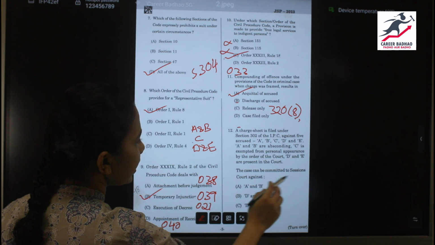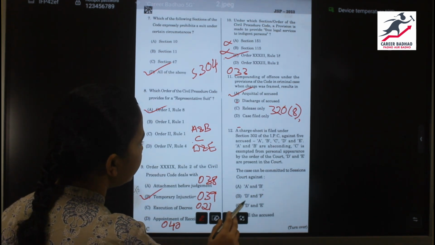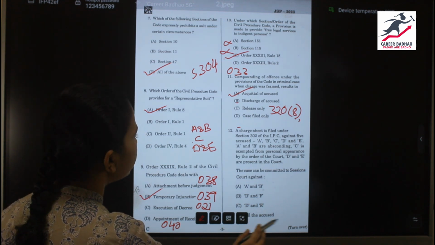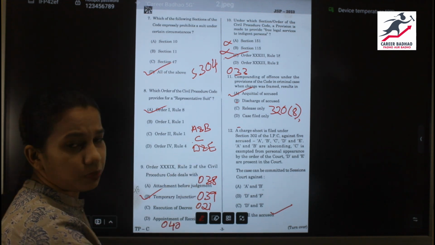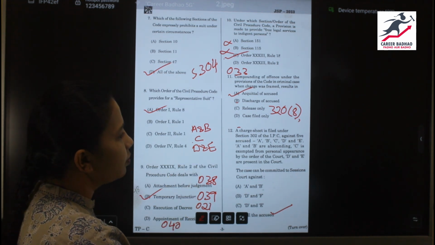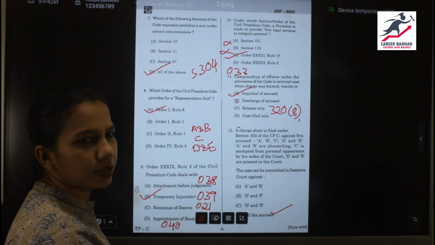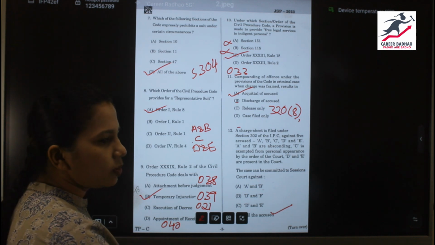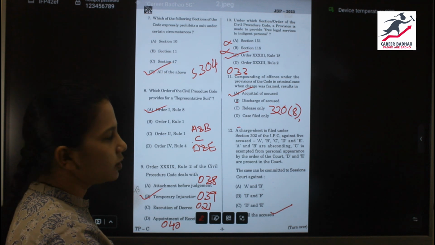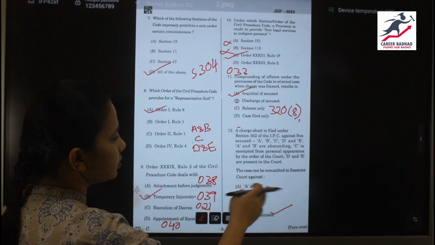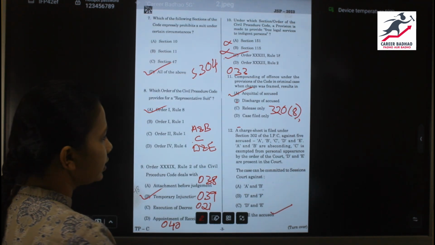Okay. So the case can be committed to the court against A and B, B and F, D and E, and all the accused. Here the correct answer would be all the accused, because even if they are absconding, they are part of the process. They are part of the trial. And here C himself is exempted from personal appearance by the order of the court. He need not be there, but he might be called whenever required. Since D and E are present in the court, the case against all of them will be committed to the Sessions Court. Okay, let's move to the next slide.